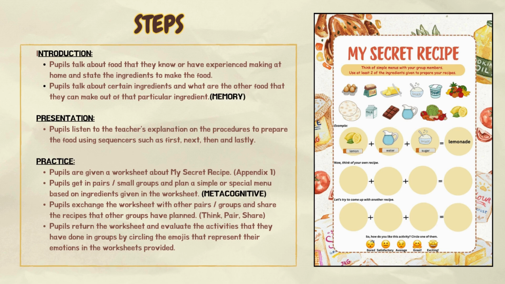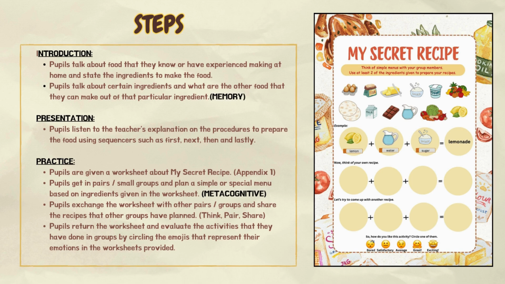Next, practice. At this stage, pupils are given a worksheet about my secret recipe. You may refer to Appendix 1. Pupils get in pairs or small groups and plan a simple or special menu based on ingredients given in the worksheet. At this stage, metacognitive strategies are involved as pupils have to plan the menu, monitor the ingredients selected to prepare the menu, and evaluate their choices of ingredients to prepare the recipe and what makes it special.